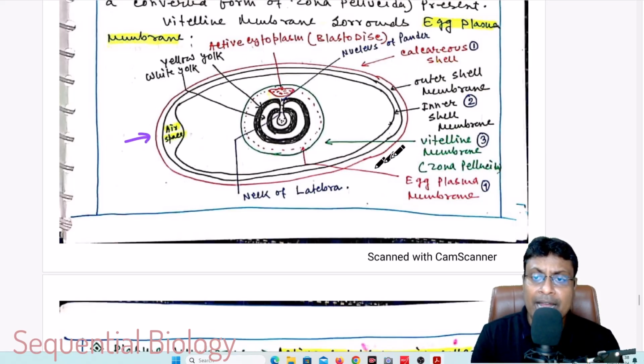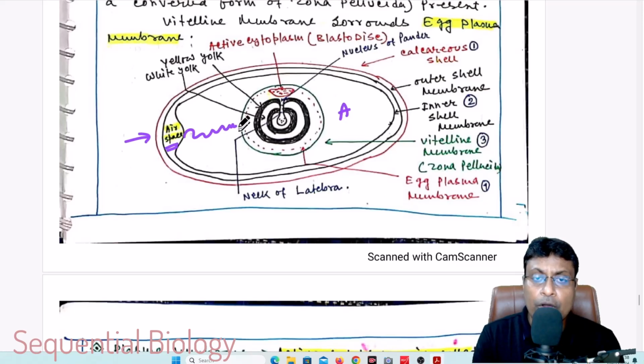This is a diagram of a chicken egg. Then the calcareous shell, this is the first membrane, and next the outer shell membrane is present, and this is the inner shell membrane. And in between the outer and inner shell membrane, there is a space, which is known as the air space. And this outer and inner shell membrane cover the albumin. So this is the albumin, and this albumin forms a chalaza-like structure. This is known as the chalaza.